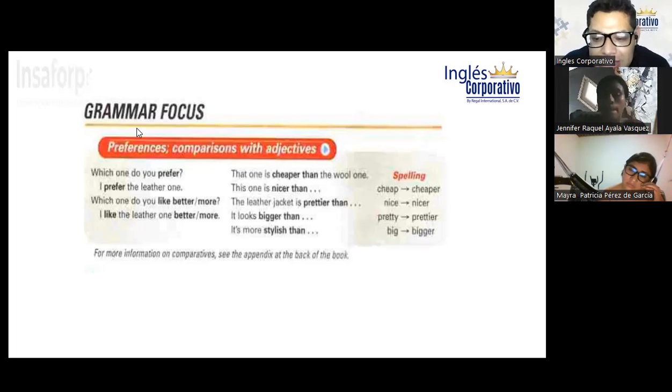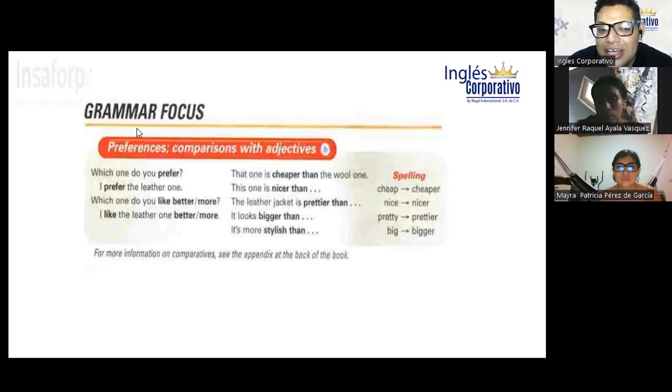Por ejemplo, nos leía la oración. That one is cheaper than the wool one. Esa es más barata que la de lana, the wool one. O this cell phone is nicer than the other. Este celular es mucho mejor que el otro. O the leather jacket is prettier than. Esta chaqueta es más bonita que esta, than this. So, look, it looks bigger than. Este se ve más grande. Entonces, comenzamos a comparar productos, ya que estábamos hablando de shopping, we're talking about products and some other things. Entonces, nos queda súper bien este ejemplo.